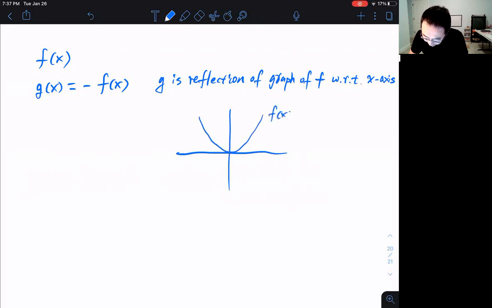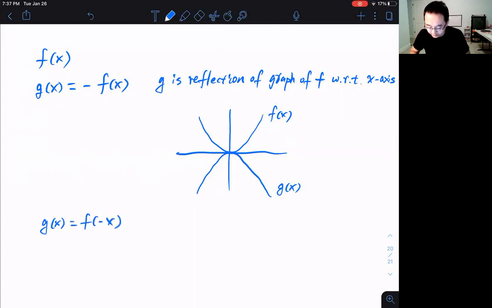If this is f of x, g of x would be this. That's better. Should have just used my iPad. Okay, so now if we have g of x actually equals f of negative x. Instead of negating the whole function, you plug in negative x into the function f. Then g is a reflection of f with respect to the y-axis.